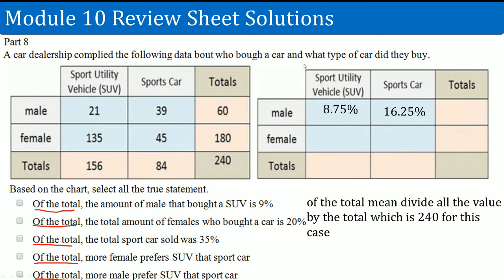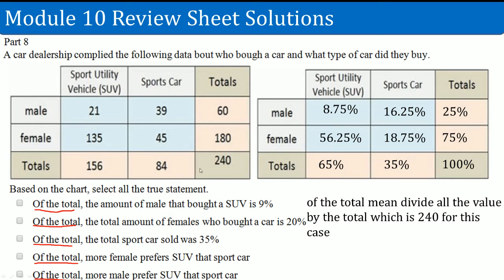The next one is 16.25, 25, 56.25%, 18.75, 75, 65, 35, and 100%. Remember, the total and total is always 100%. Okay, if it's of the total.